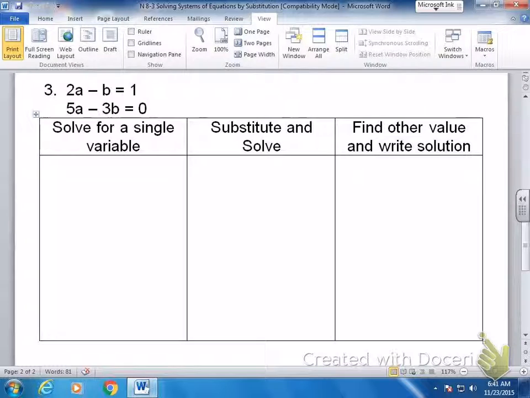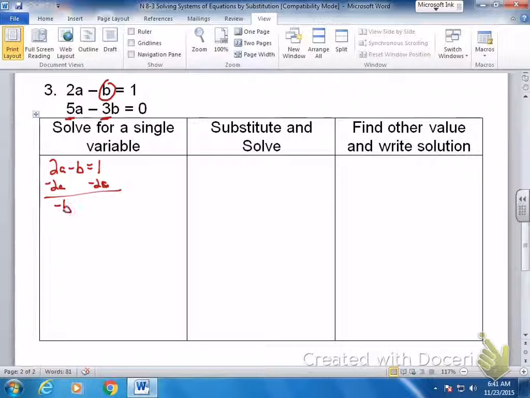It looks like the top equation is probably going to be the easiest to solve for B. We could do the bottom one also, but no matter what we did, if we solve for A or B, we're going to be dividing, and it could give us some pretty nasty fractions. It's always better to just solve for the variable that's already sorted by itself. So I'm going to start with 2A minus B equals 1, and I'm going to subtract my 2A to the other side.